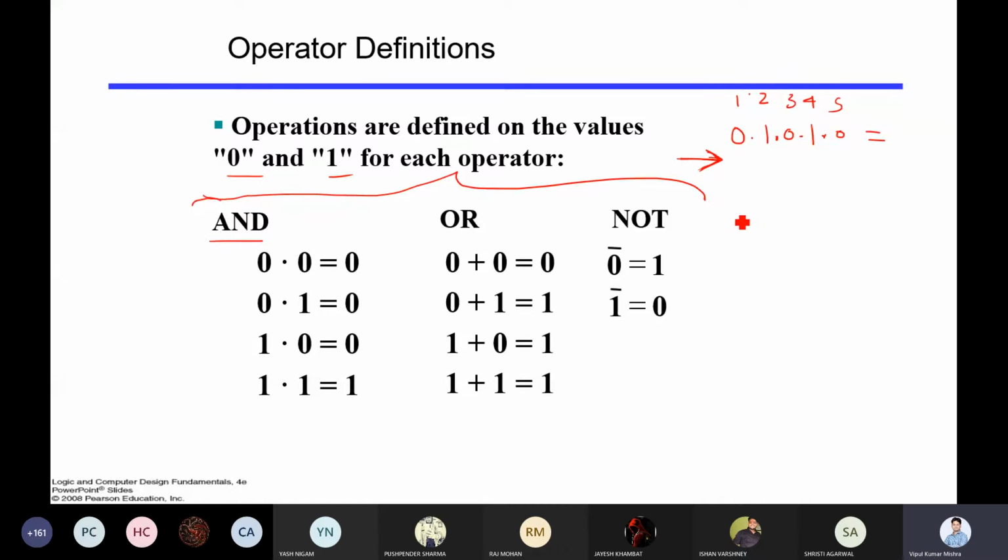Similarly, if I say 1 plus 1 plus 0 plus 1 plus 0, and let me give the numbering, where will this stop? First position, because OR is looking for 1. Exactly, once it gets the first 1, it will stop immediately and will not execute further.